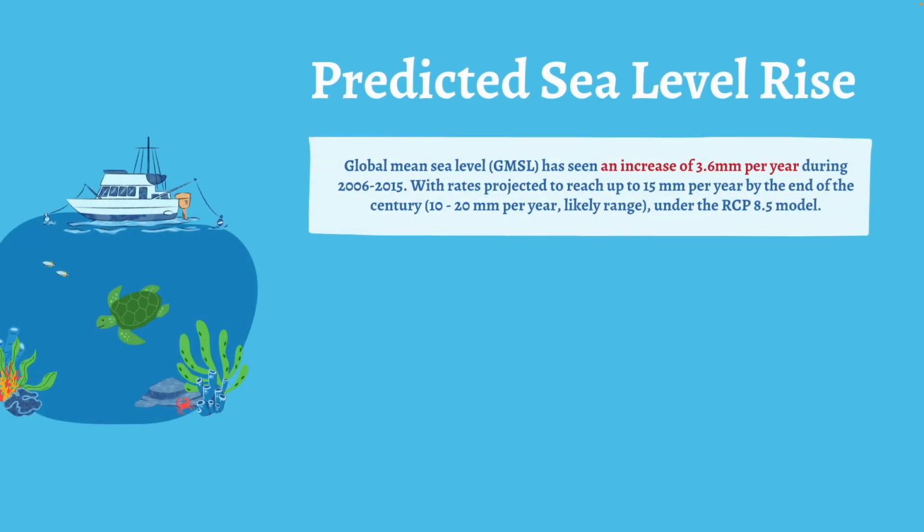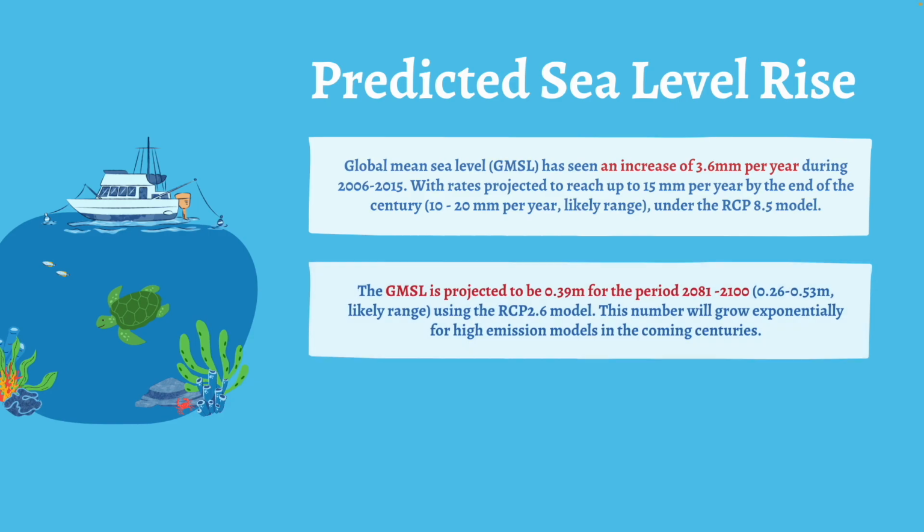The global mean sea level has seen an increase of 3.6 millimeters per year between 2006 and 2015, with rates projected to reach up to 15 millimeters per year by the end of the century. The global mean sea level is projected to reach 0.39 meters by the end of the century. This number will grow exponentially for high emission models in the coming centuries.